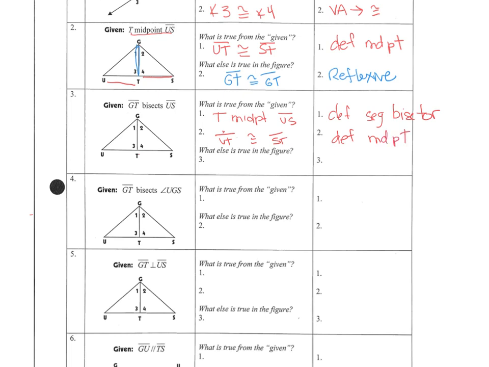Now, looking to see what else is true, when we look at this, we can see that this triangle and this triangle share that same side, and so therefore GT is going to be congruent to GT, and that once again is the reflexive property.